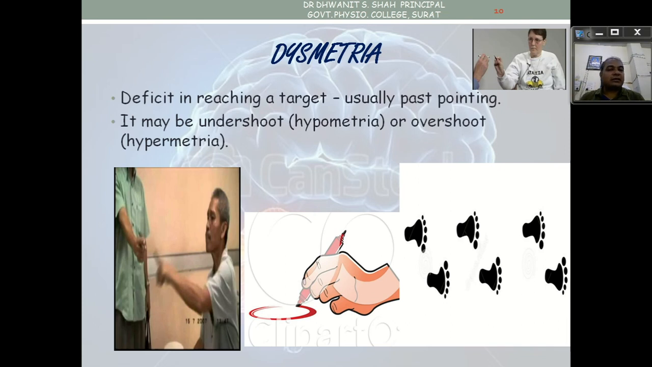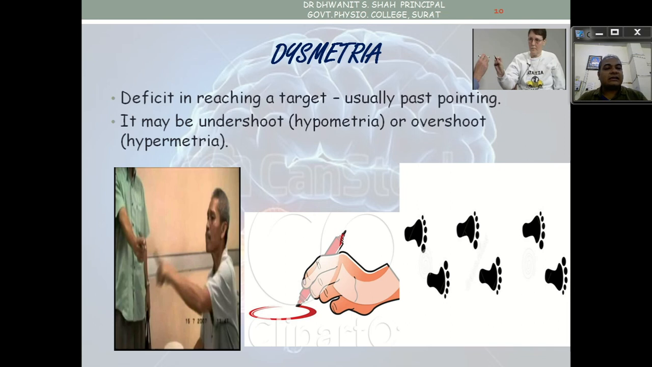Or also you can tell the patient to touch the tip of my finger, or you can tell them to touch my nail. Or you can tell the patient to make a round. I draw the round and tell them to make the same round, overlapping and over-correcting it. That can also be checked.